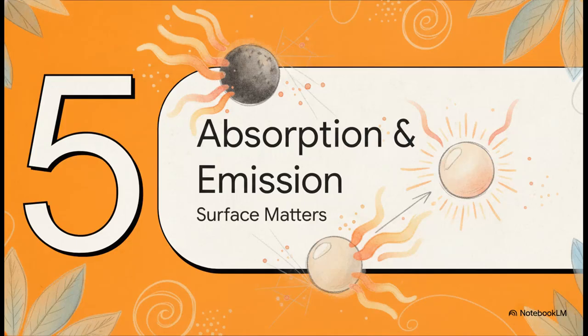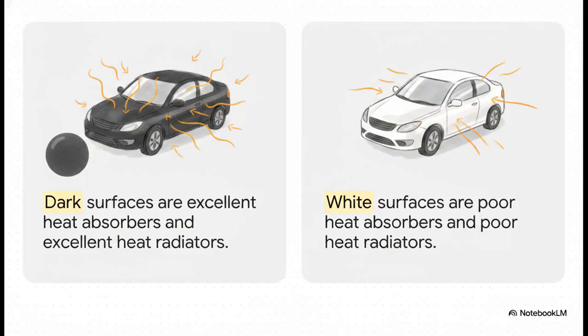Section 5. Heat absorption and emission. So, how does the outer surface of an object actually dictate its relationship with heat? Well, it mostly comes down to color and texture. Dark and dull surfaces are excellent heat absorbers and excellent radiators. They take in and release heat super rapidly.